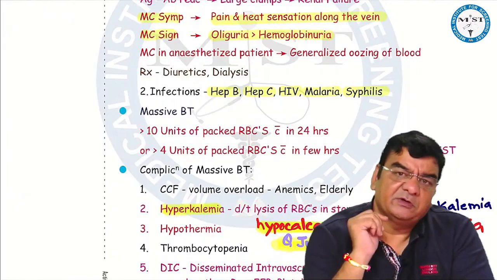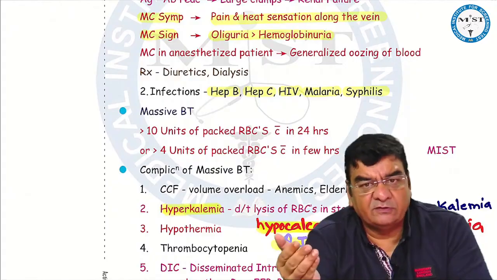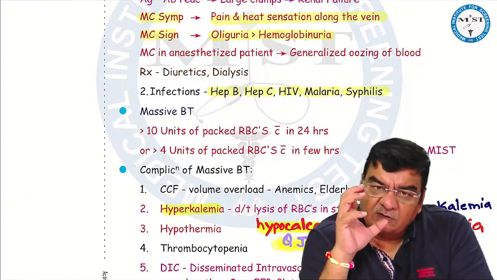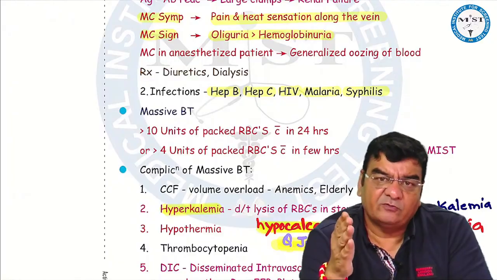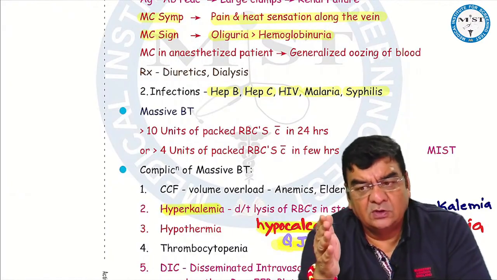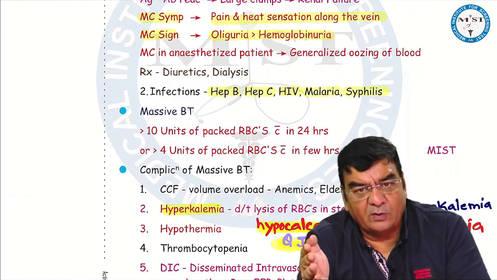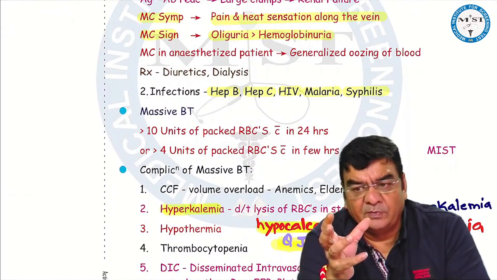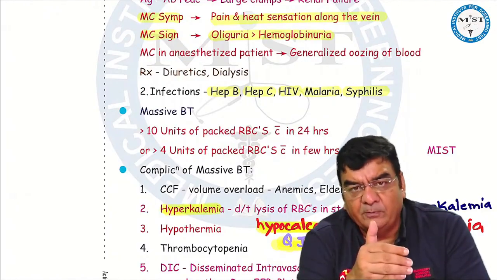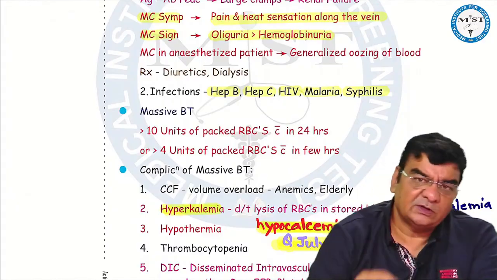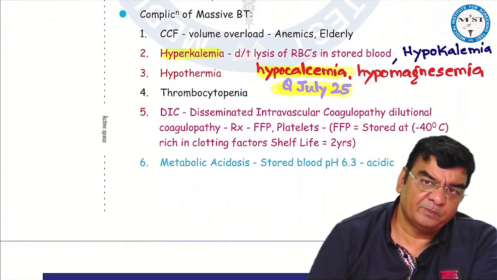Various infections can be transmitted through blood transfusion, like hepatitis B, hepatitis C, HIV, malaria, and syphilis. Sometimes we need to give massive blood transfusion. If we are giving more than 10 units of packed RBCs within 24 hours, or more than 4 units of packed RBCs within a few hours or maybe within 1 hour, this is massive transfusion. When we are transfusing the blood very quickly, it can lead to volume overload in the patient, especially in anemics and elderly people, which can lead to congestive cardiac failure.